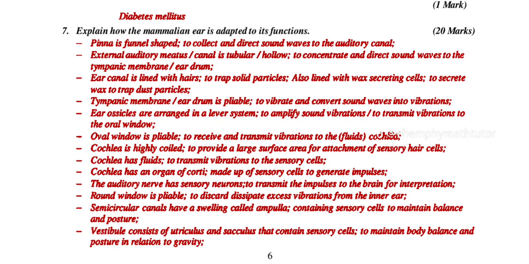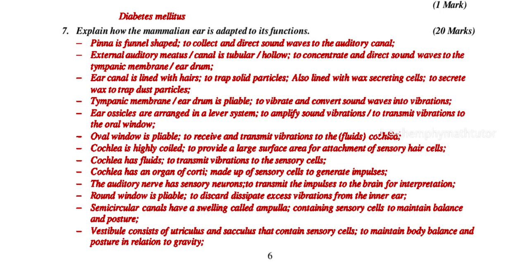Second is that the external auditory meatus or canal is tubular and hollow. So you get a mark there to concentrate and direct sound waves to the tympanic membrane, another mark. The ear canal is lined with hair, a mark, to trap solid particles, another mark. Also lined with wax secreting cells, another mark, to secrete wax to trap dust particles, another mark.